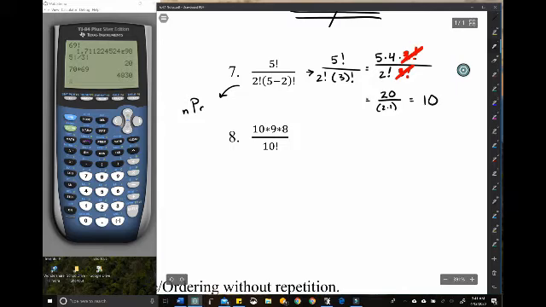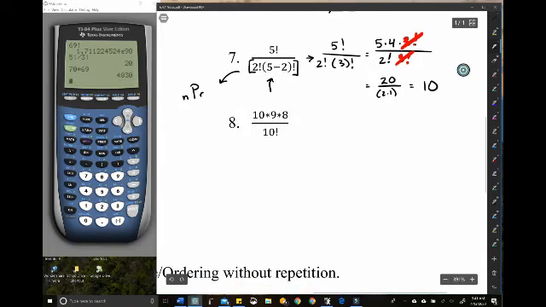Again, really at any point, you could type this into your calculator. You could do the whole thing if you put extra parentheses around the bottom. But try and get the hang and recognize what's going on with writing out the factorials.